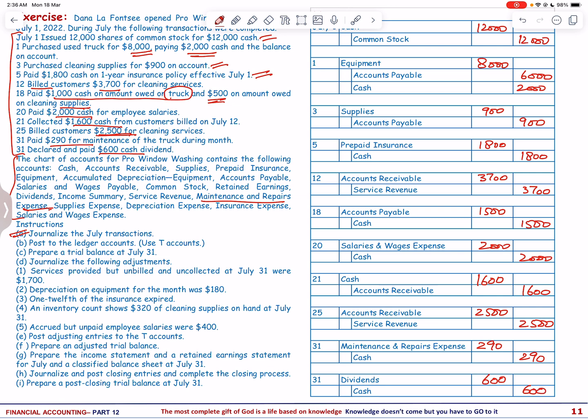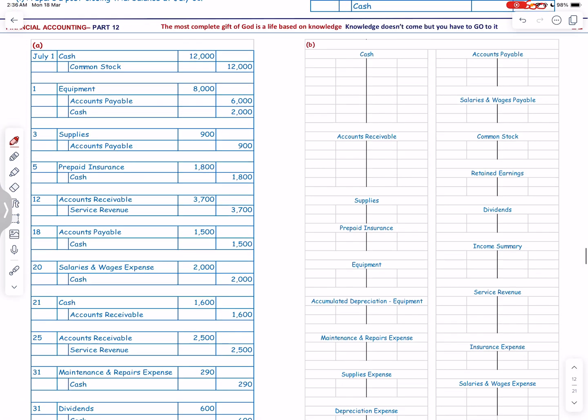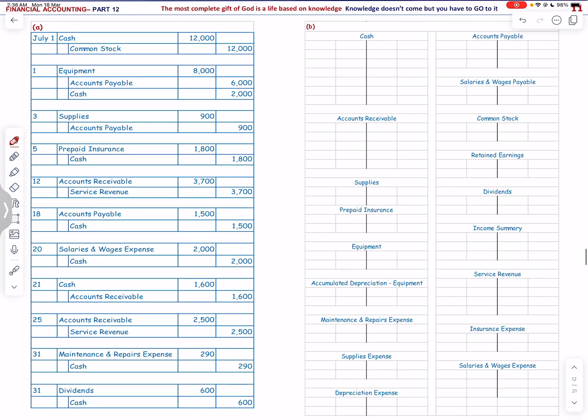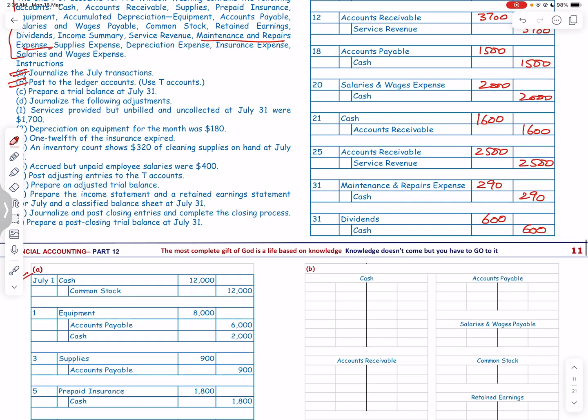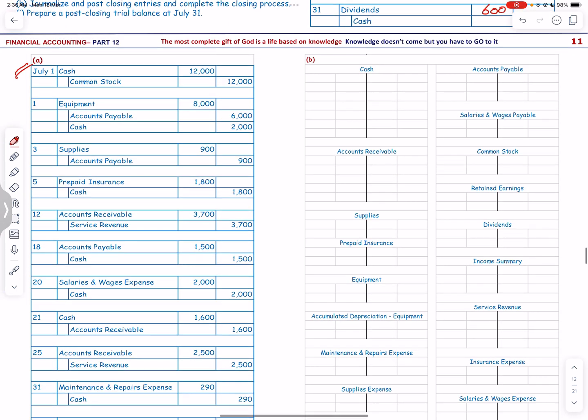Okay, now we have to post to the ledger accounts. We have recorded the journal entries and they have to be posted to the T accounts. So let us go to the next slide, and you can see that I have put all the journal entries in an Excel sheet. If you find difficulty in reading my numbers, from here we are going to prepare the T accounts, that is part B, post to the ledger account.